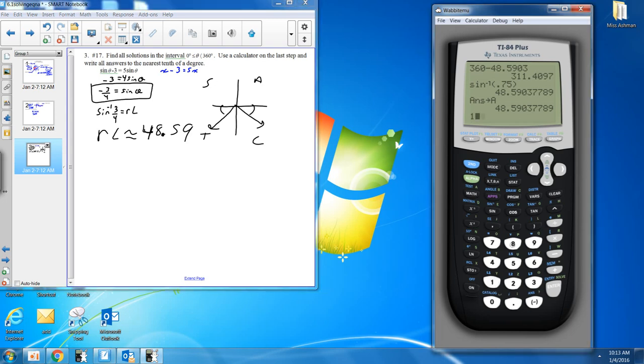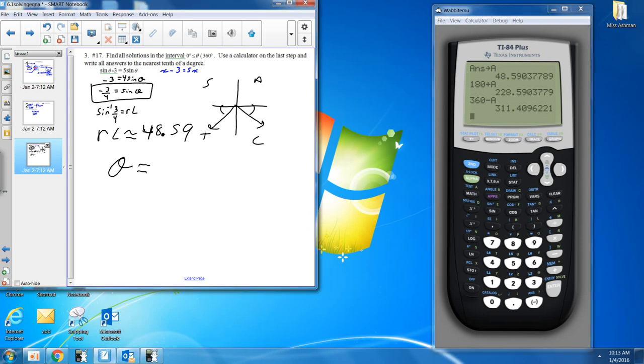So I'll take 180 plus my A and 360 minus my A, and then I know that my theta is going to be approximately 228.59 degrees and 311.41 degrees.